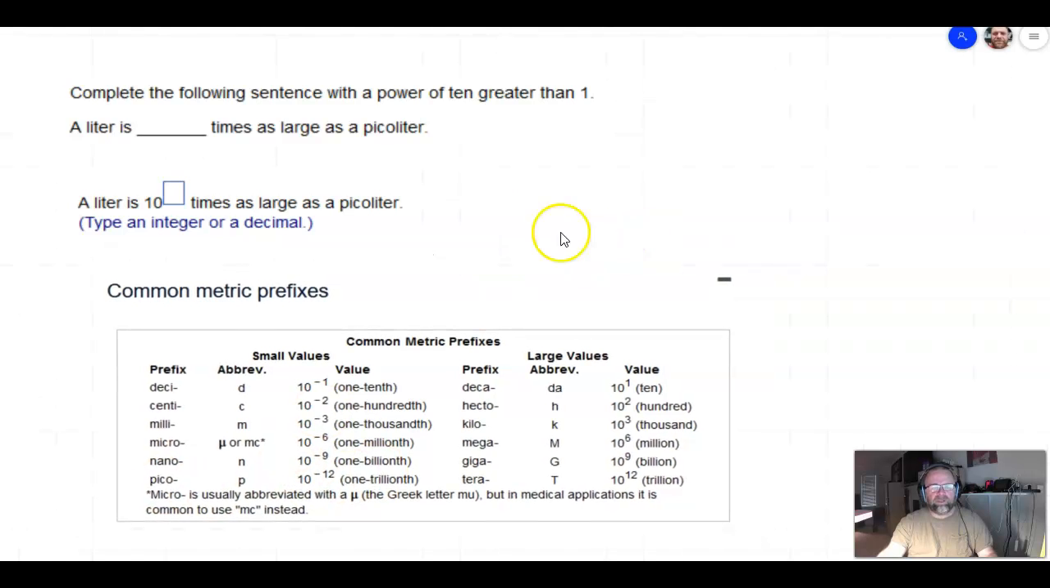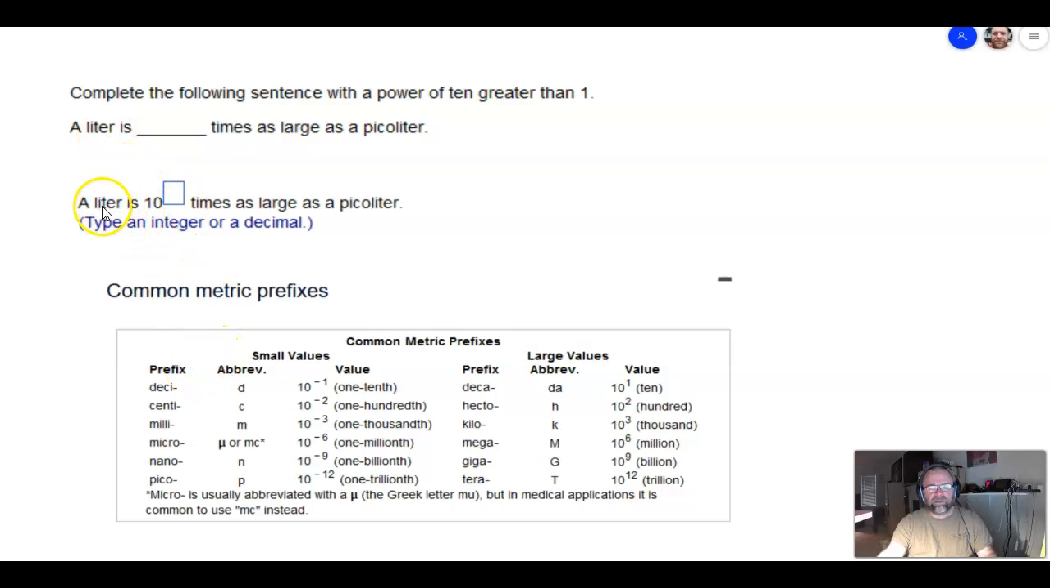Okay, so for the next one here, it says complete the following sentence with a power of 10 greater than 1. A liter is blank times as large as a picoliter. Well, they give us a little button there we can click. It looks like a little I symbol, and that's going to pull up these common metric prefixes here. So what we're going to do is go down to pico and see that that's 1 trillionth, or 10 to the negative 12. So that is a really, really small value compared to a liter.